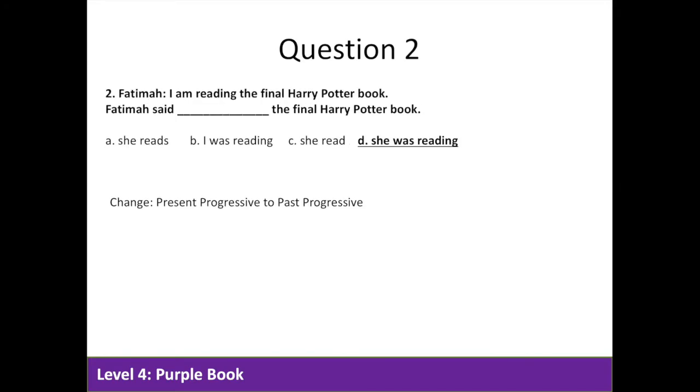Question 2. Fatima, I am reading the final Harry Potter book. Here we have the present progressive in direct speech, so we'll need to use the past progressive for reported speech. So D, she was reading, is the correct answer.